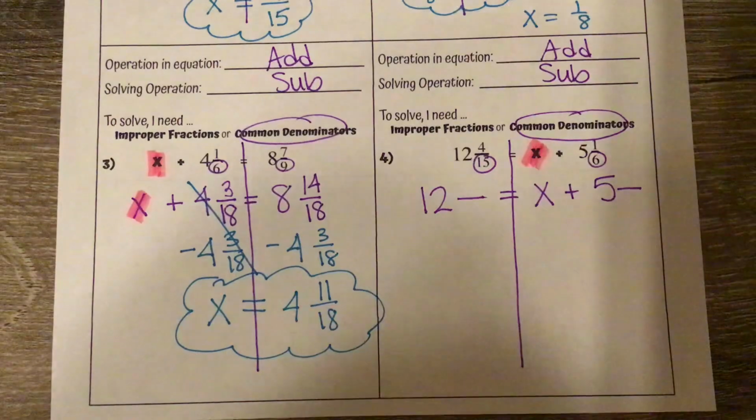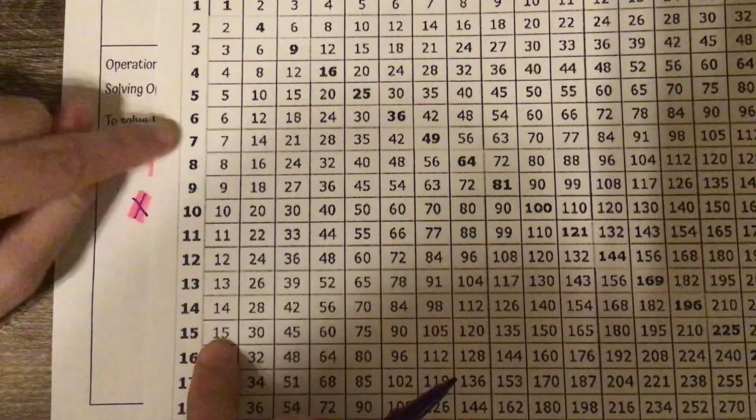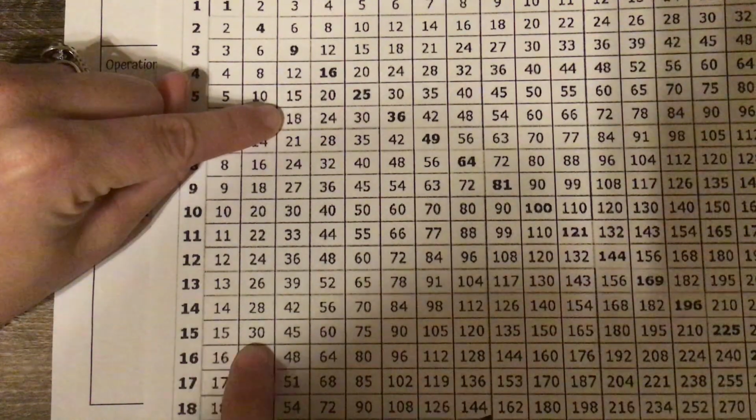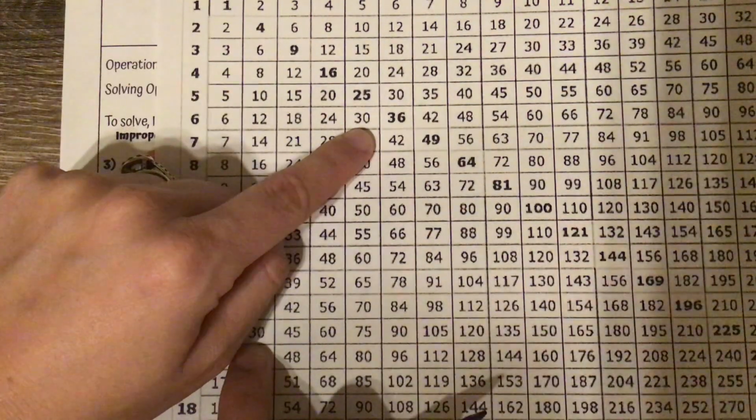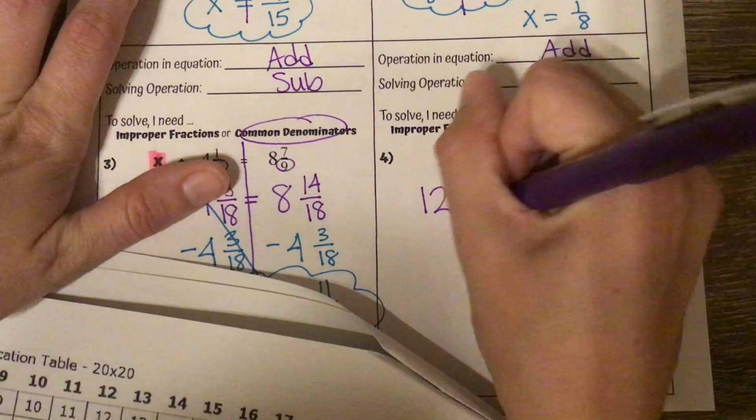15 and 6. I'm going to check my multiplication chart. I always start with the bigger number. Does 6 go into 15? No. Does 6 go into 30? Yes. So the least common multiple is 30.